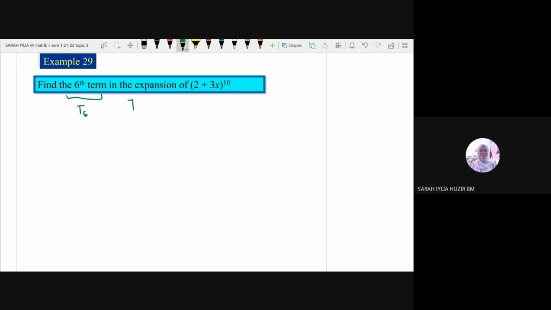Saya tulis semula formula. TR plus 1 is basically NCR, A to the power of N minus R, B to the power of R. Okay, so compare using our question. In this case, A, first term, so should be 2. B is second term, so 3x. And then N would be the power, so 10 kat sini. R tu apa? R yang akan ada dalam soalan. Itu yang kita nak kena cari sekejap lagi.